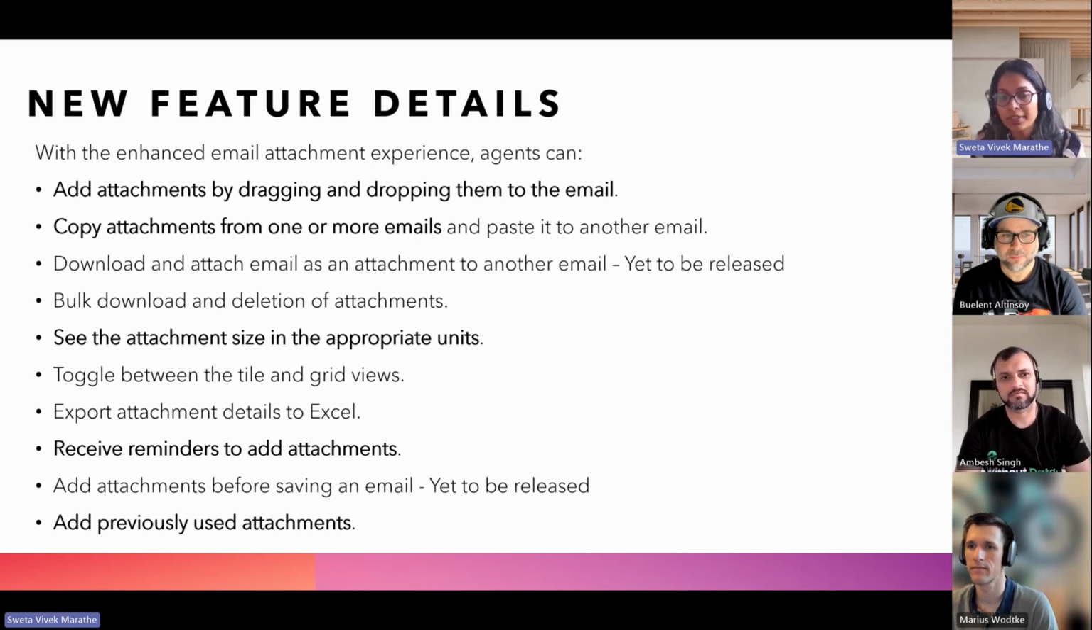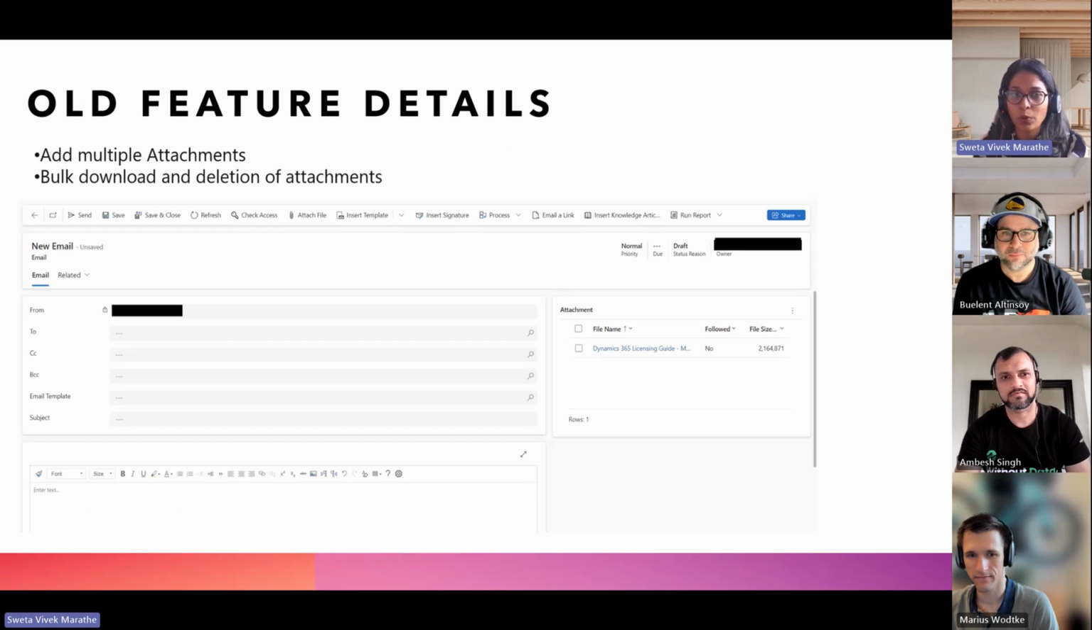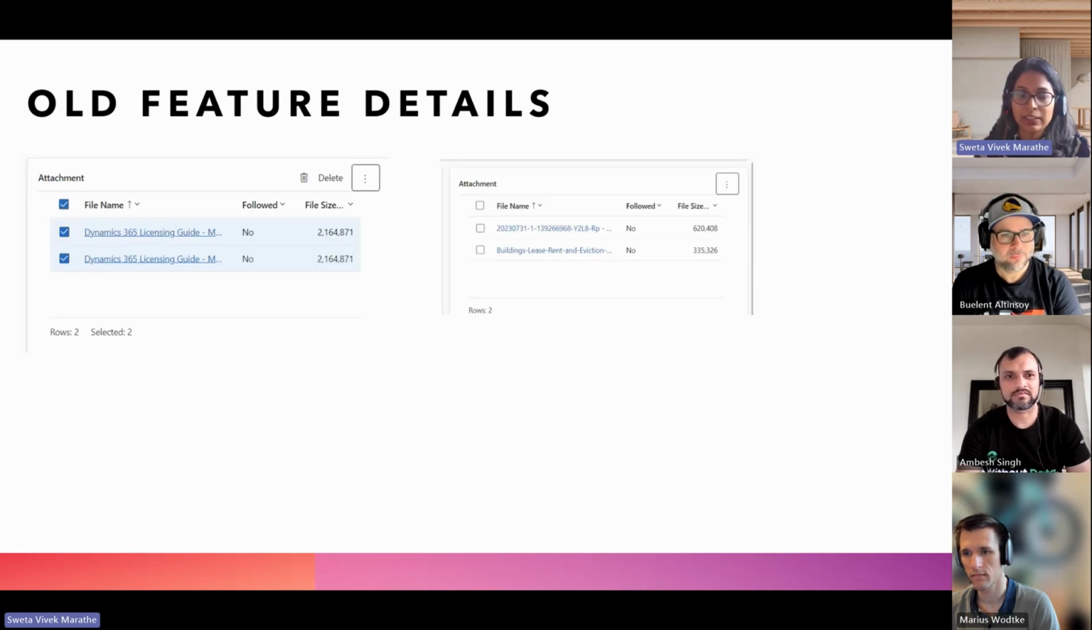Before I go to the demo, I just wanted to quickly walk you through how the old experience is. So this is how the old experience of the email looks. You can see how the attachments are added. It's like a grid, and you have a file name followed by a file size. It's just showing you the size in terms of bytes.